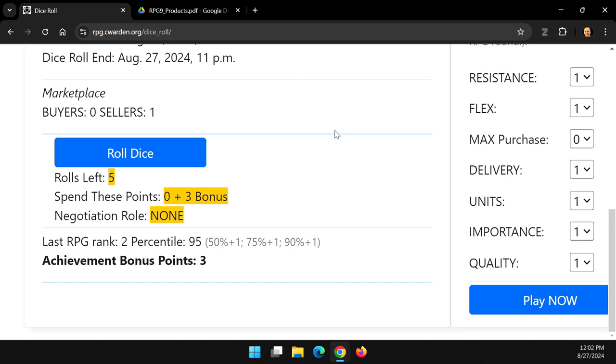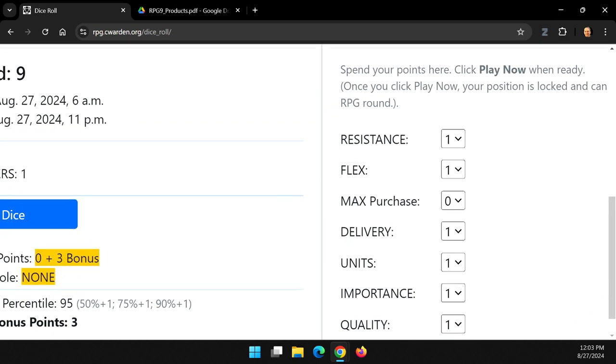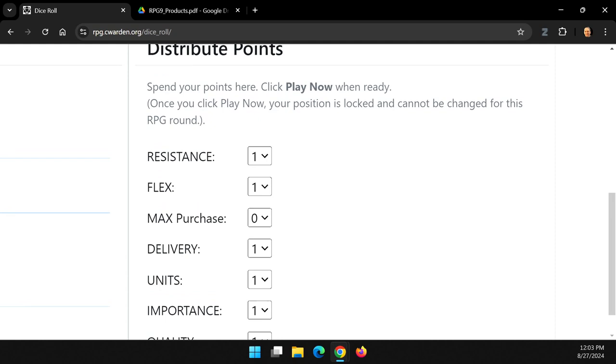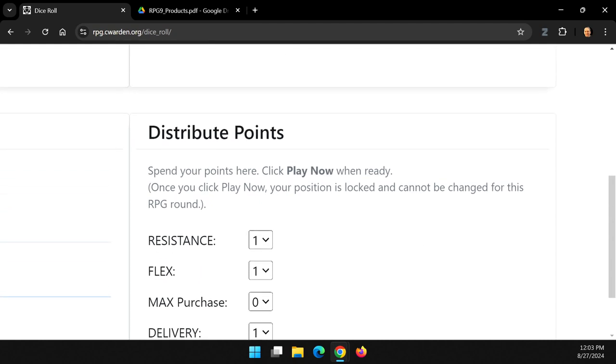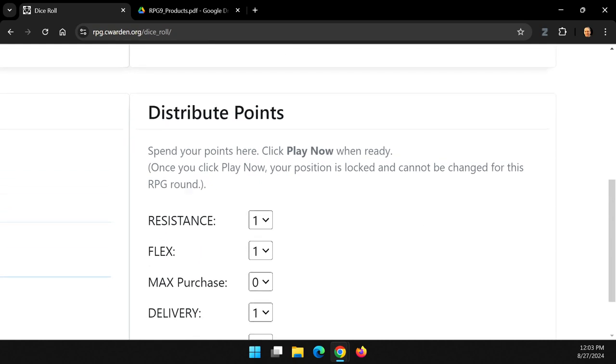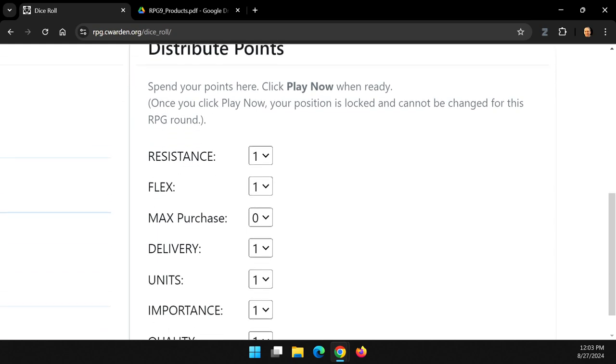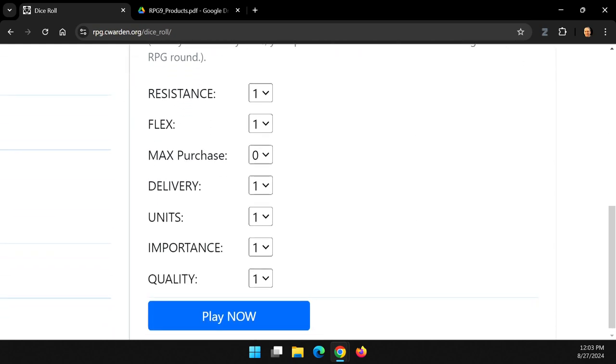Now, when you roll the dice, it's going to give you a result of how many rolls you have left. We begin with 5. And the points you can spend. So when you roll the dice, it'll give you some points you can spend. How do you spend those points? You spend those points right over on the left side of the screen. This is where you distribute your points. And you're going to create a character, just like inside an RPG game.